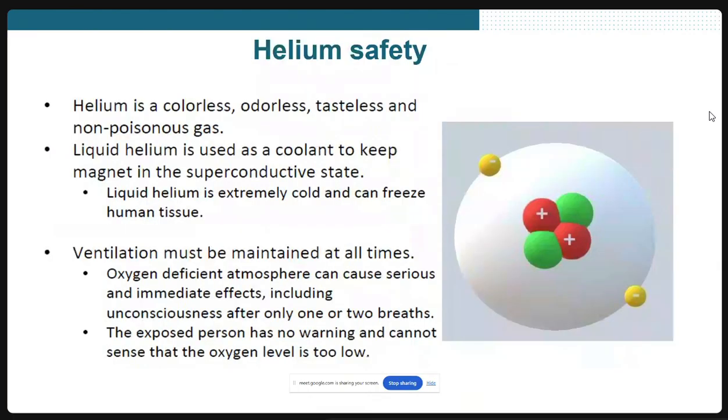It's very dangerous. And not only radiation safety and MR safety, but also helium safety, because as I said, helium is a colorless, odorless, tasteless, poisonous gas. It can really deplete your oxygen, so it can be really dangerous. So you have to be very careful when you check.